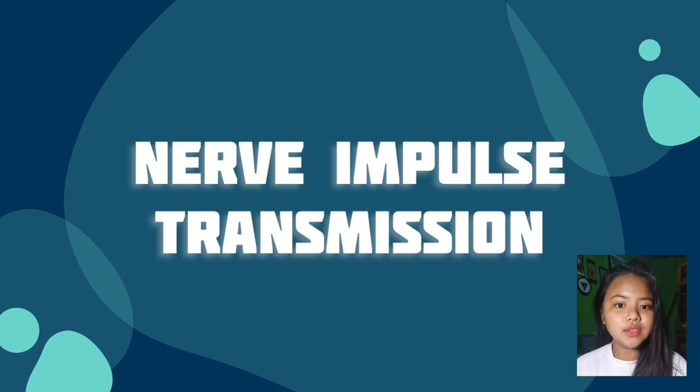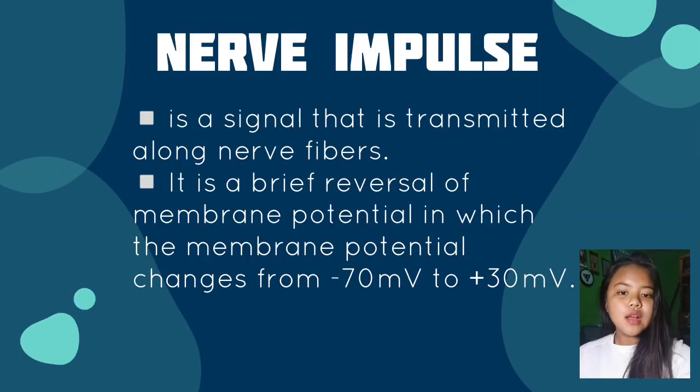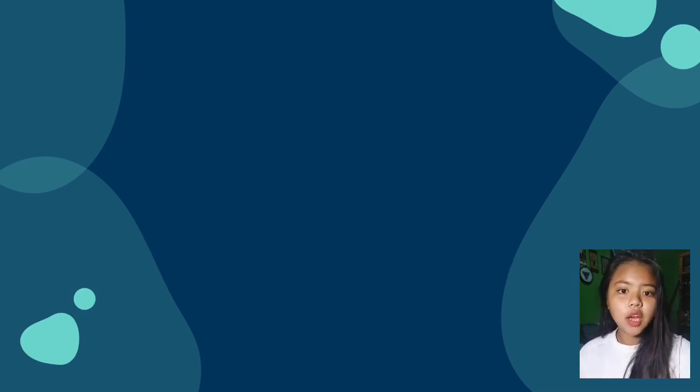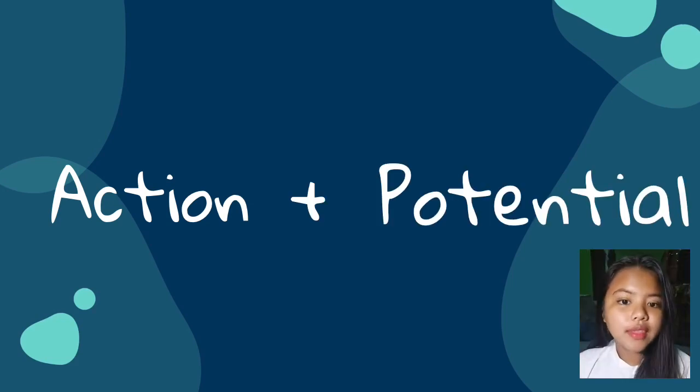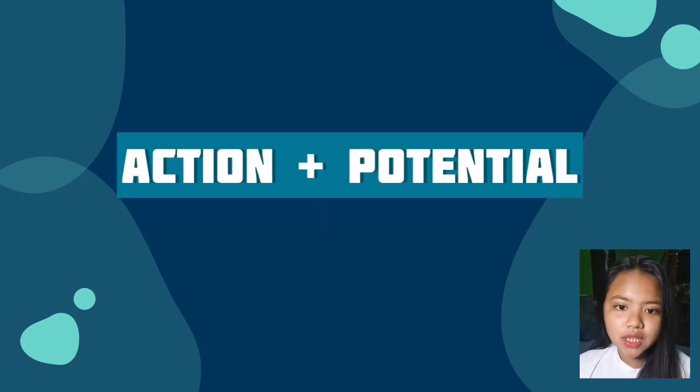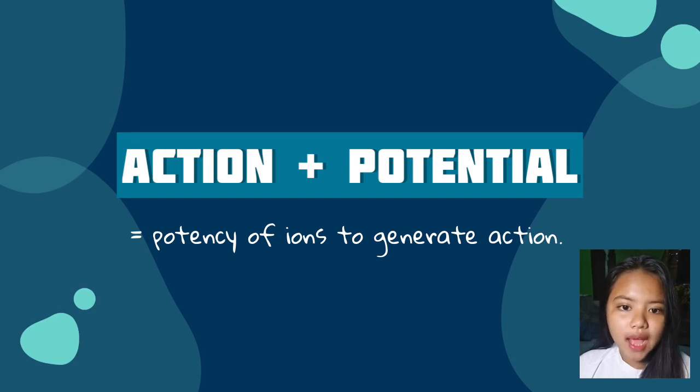So first, let us know what a nerve impulse is. A nerve impulse is a signal that is transmitted along nerve fibers. It is a brief reversal of membrane potential in which the membrane potential changes from negative 70 millivolts to positive 30 millivolts. It is actually a combination of two words, action and potential. The overall meaning of action potential is the potency of ions to generate actions.